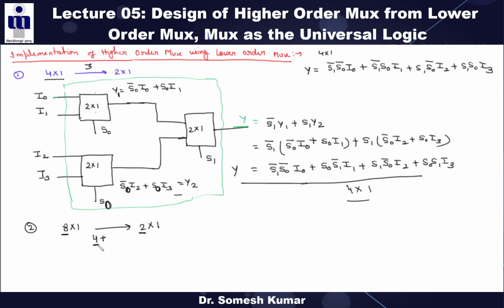Again divide this 4 by 2, it comes 2. Again divide this 2 by 2, it comes 1, right? Now this 1 is lesser than this 2, so leave it up to here. Now if you take the sum of these, it comes 7. It means 7 2:1 mux are needed to implement an 8:1 mux.